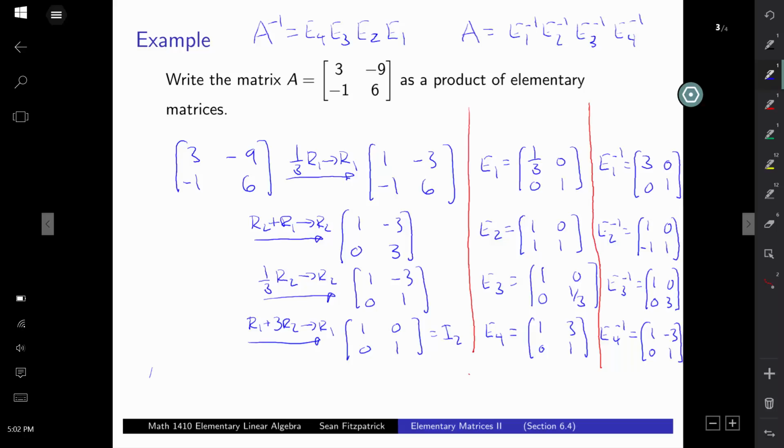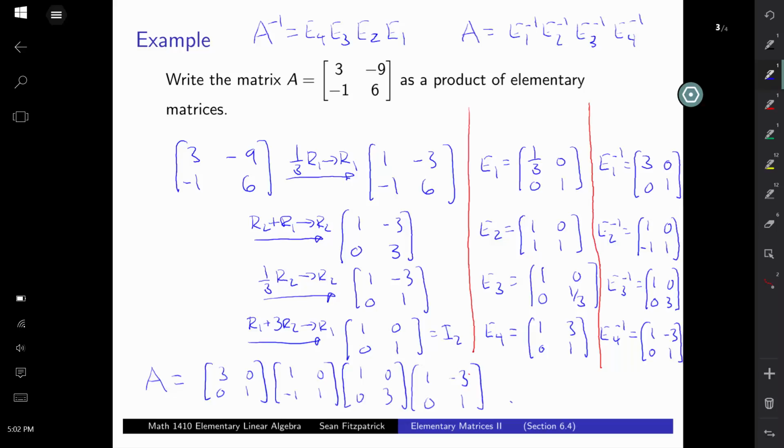So the inverse, well, I don't need to write it. The question didn't ask me to write out A inverse, so if I wanted to, I could. If I want to write A, it's going to be 3, 0, 0, 1. There's E1 inverse times E2 inverse, 1, 0, minus 1, 1, times E3 inverse, 1, 0, 0, 3, and E4 inverse, 1, minus 3, 0, 1. And I'll leave it to you guys to multiply those four matrices together and confirm that you do, in fact, get back the original matrix A.